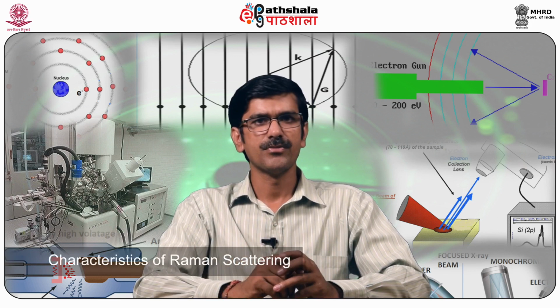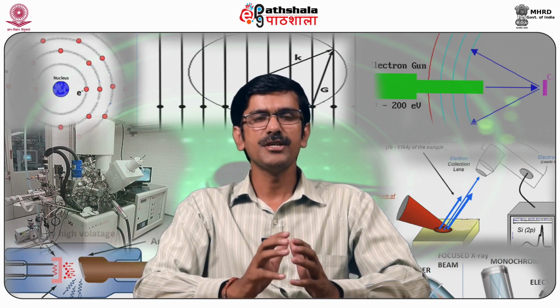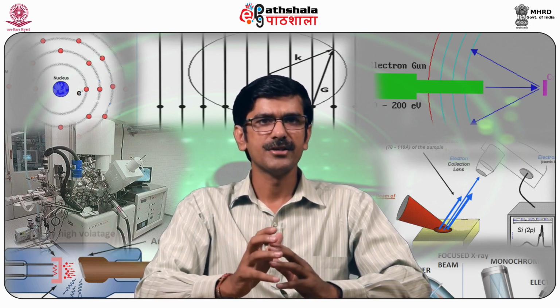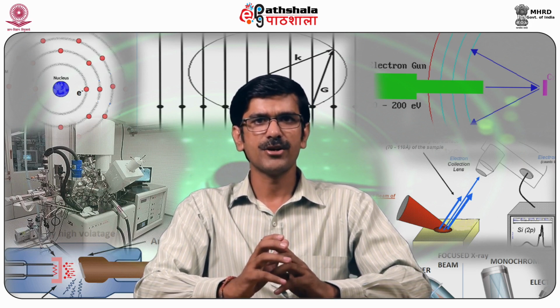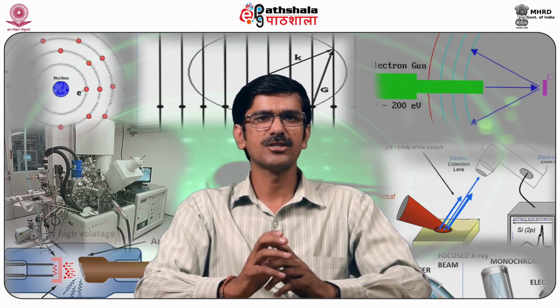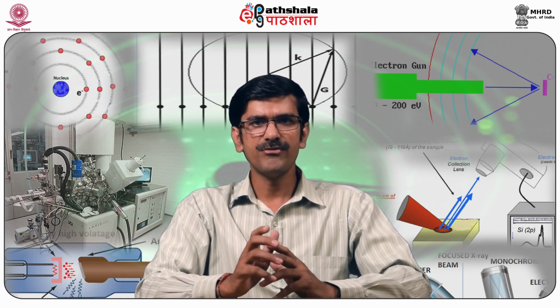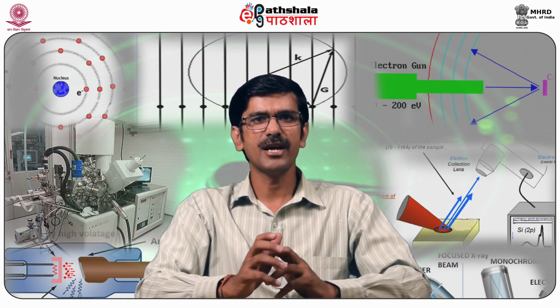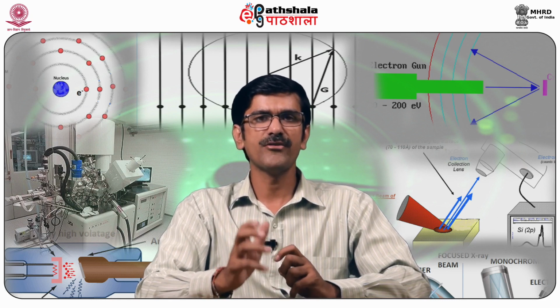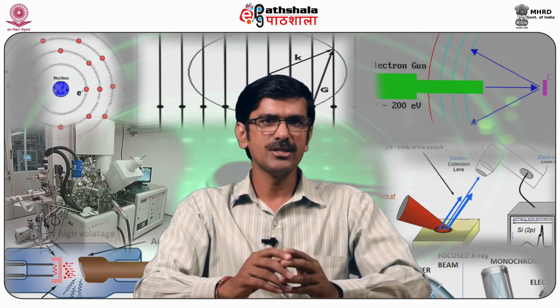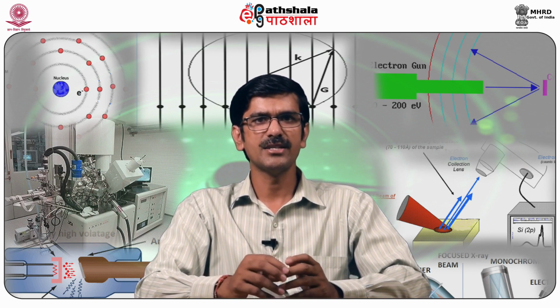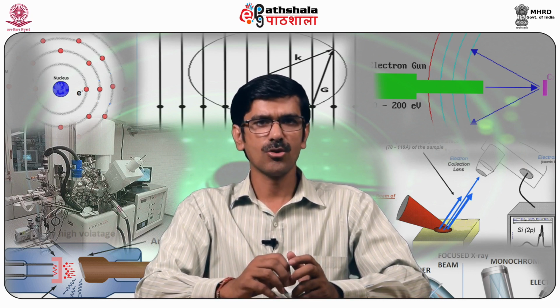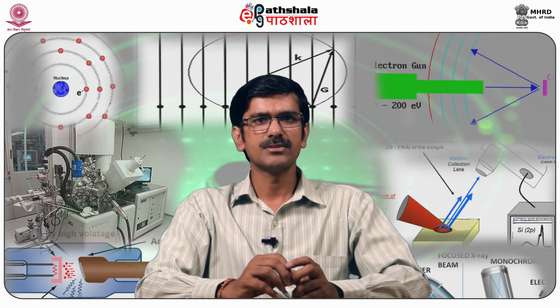Characteristics of Raman scattering. If the sample being studied is irradiated by monochromatic light, for example, a laser, the recorded spectrum of the scattered light consists of a strong line of the same frequency as the incident light and a weaker line on either side shifted from the strong line by frequencies ranging from a few to about 3500 centimeter inverse. Those lines of frequency which are less than the exciting lines are called Stokes lines, and the other lines are termed as anti-Stokes lines.